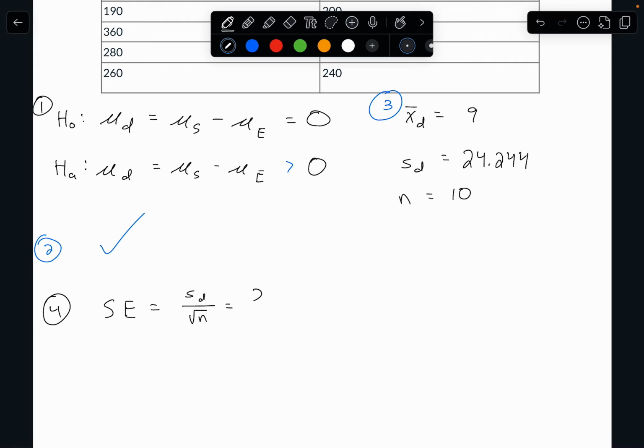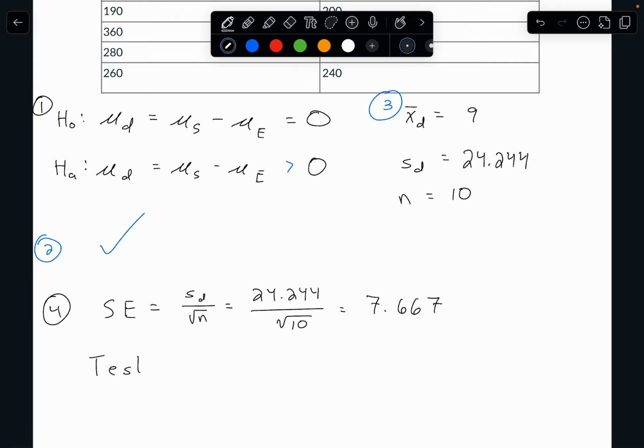So in this case, 24.244 divided by the square root of 10. So let me go ahead and calculate that. Divided by radical 10, I ended up with 7.667 is our standard error. And then we should be able to go and find our test statistic.